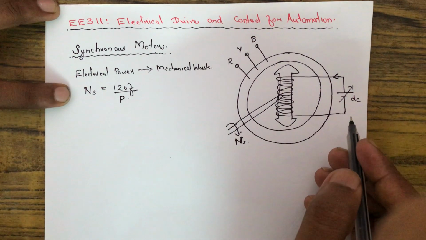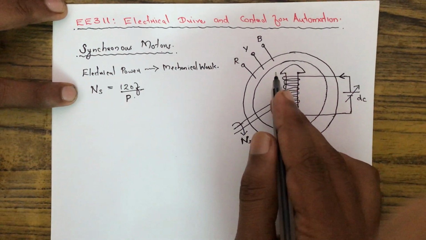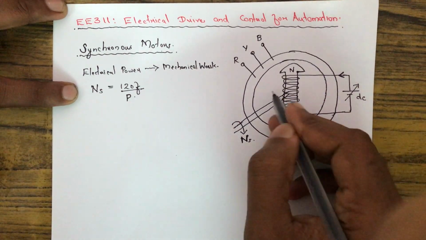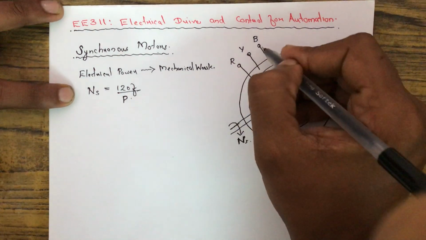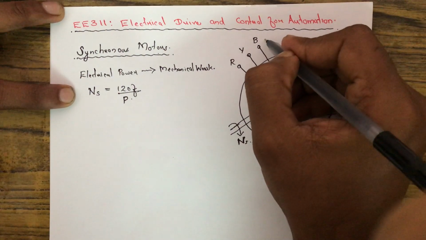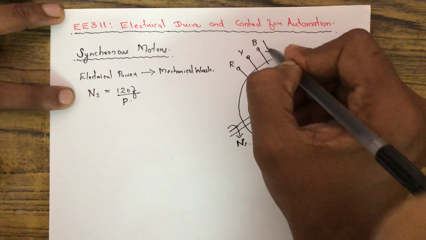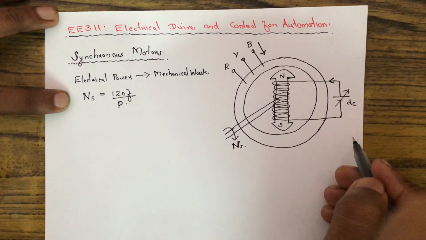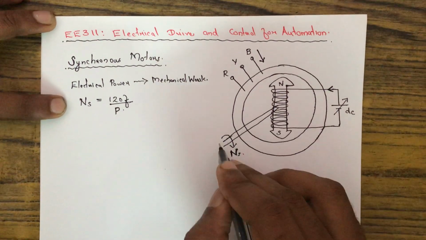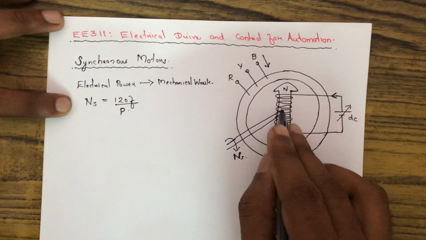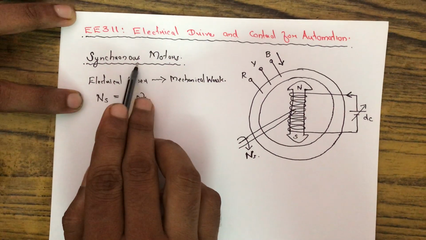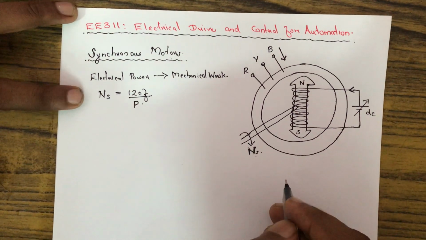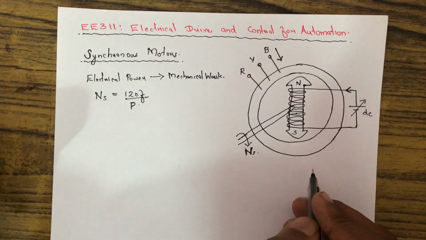Okay, so this is the diagram of a synchronous motor. Here I have drawn a 2-pole synchronous motor. Since it is a 3-phase machine, we are applying a 3-phase voltage into the machine. We are applying the electrical power at the stator and we are achieving the mechanical work at the rotor side. And since it is a synchronous motor, this rotor will always be running at synchronous speed given by Ns equal to 120 f by P.